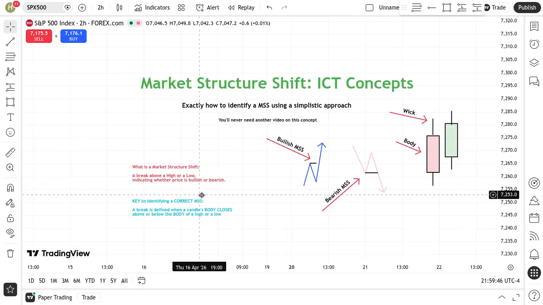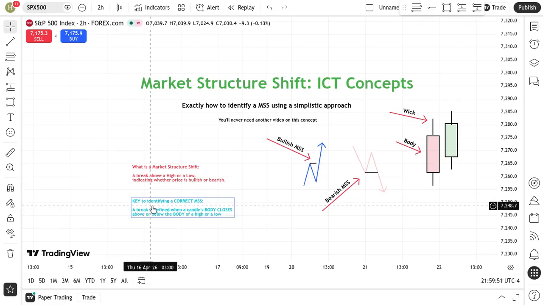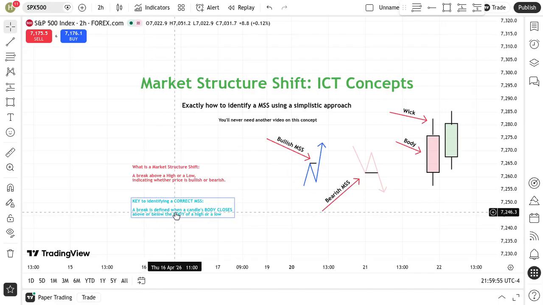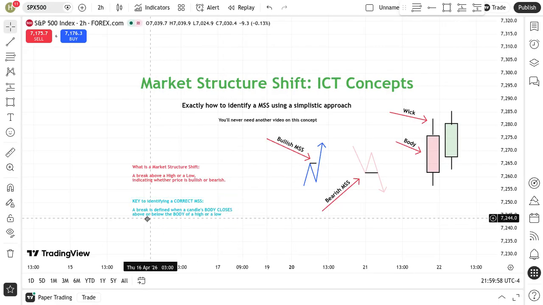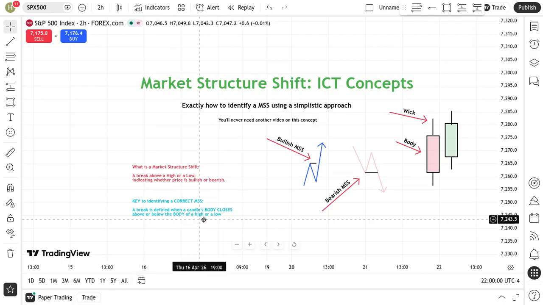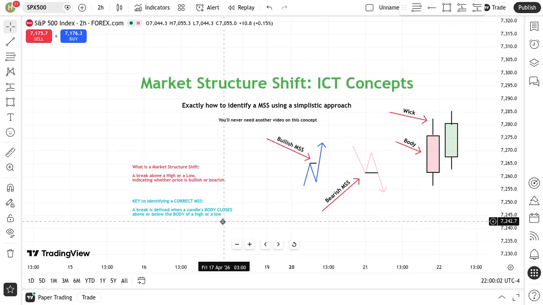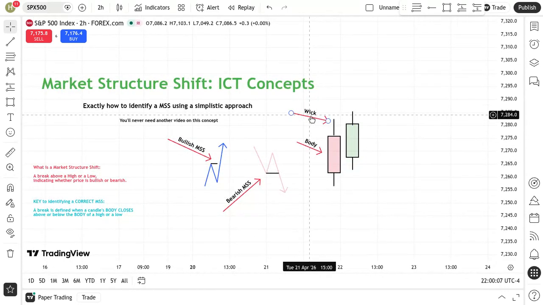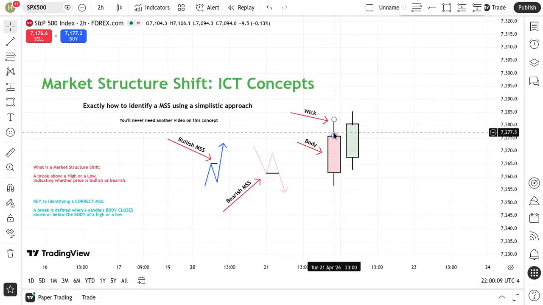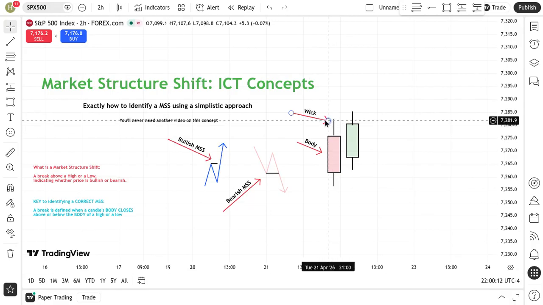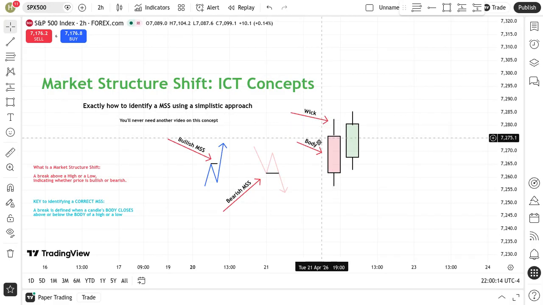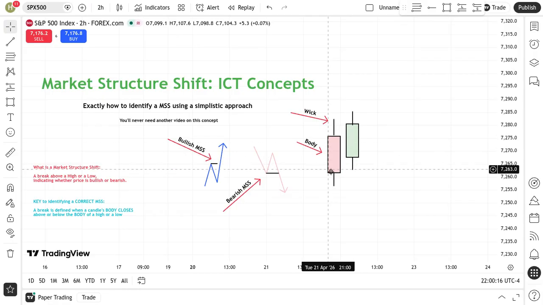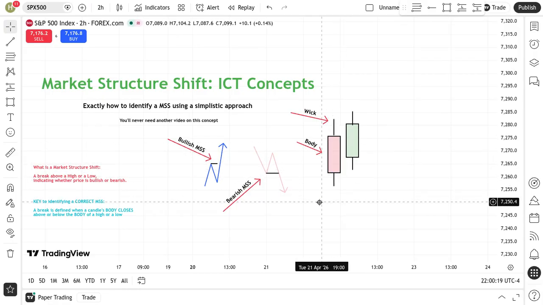Now here's the key, so make sure you pay close attention to this. The key to identifying a correct market structure shift: a break is defined when a candle's body closes above or below the body of a high or a low. That might sound confusing, but if we look here at this example, you see we have the wicks delineated by the arrow pointing to the wick, and we have the body of the candle. The body is the bulk of the candle, the wick is the outside of the candle.